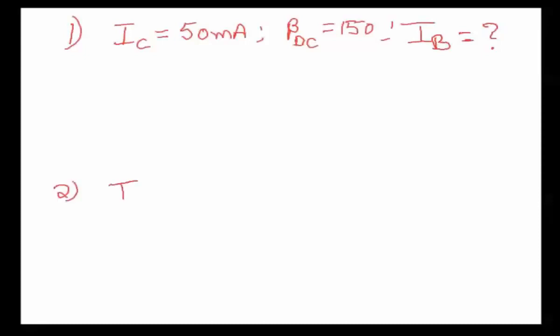Let's say in the next one, IB, which is the base current, is given as 100 microamps, with beta DC given as 100. Calculate the emitter current.